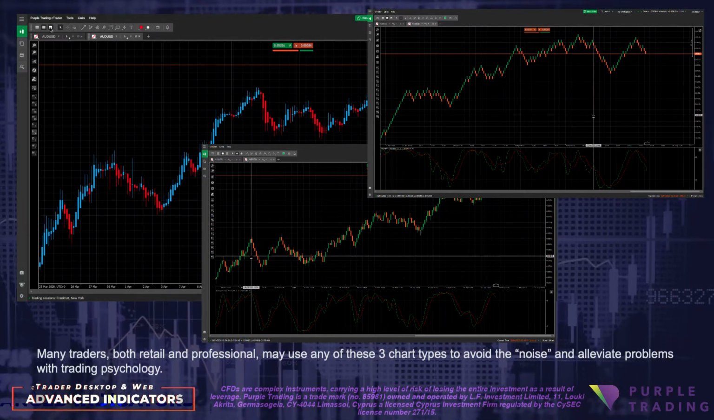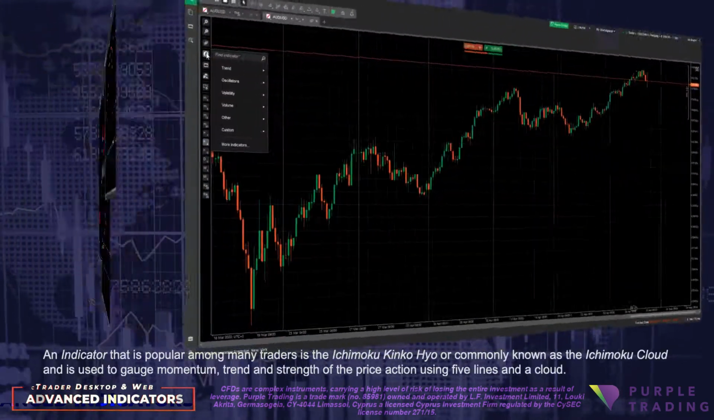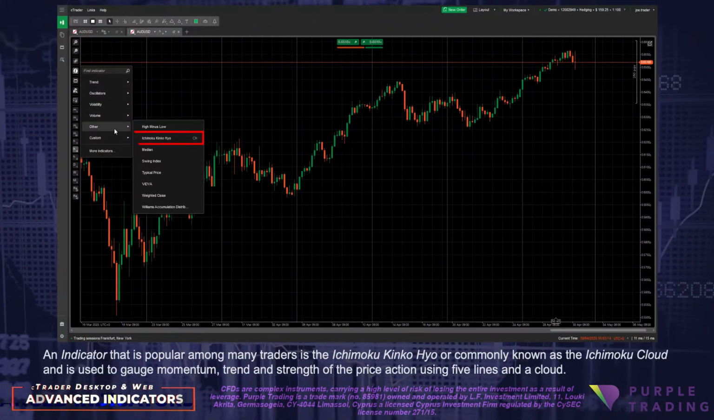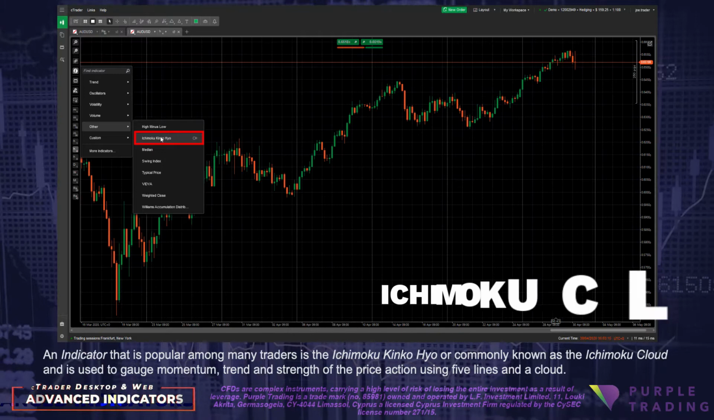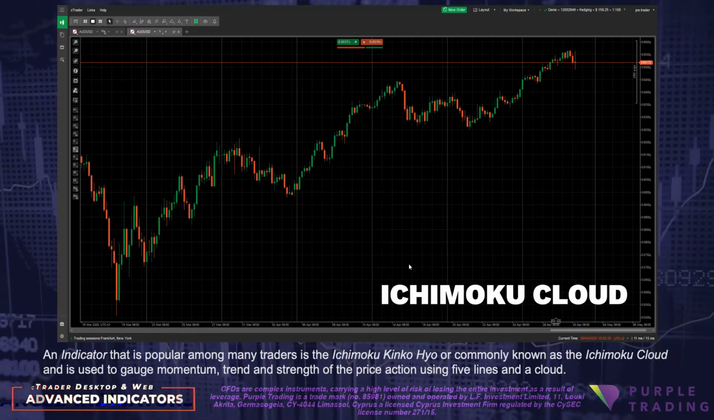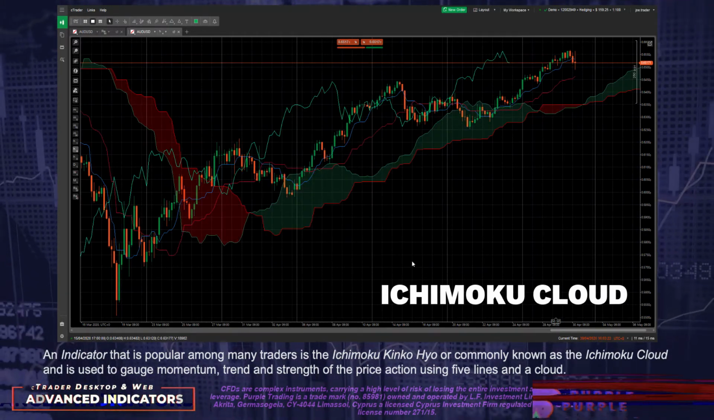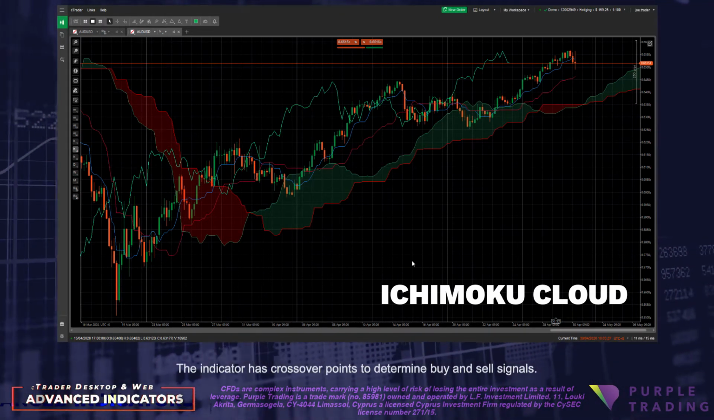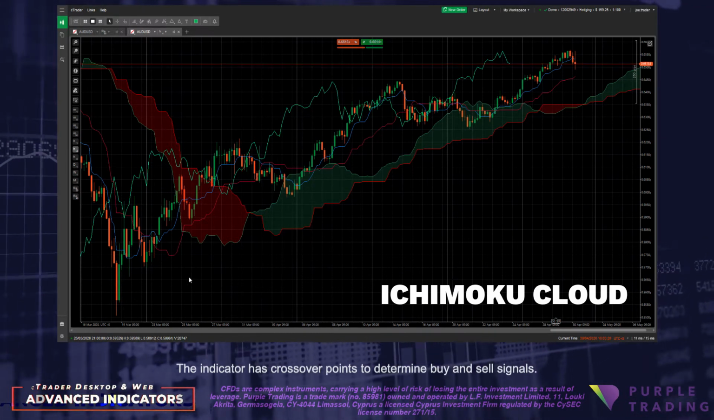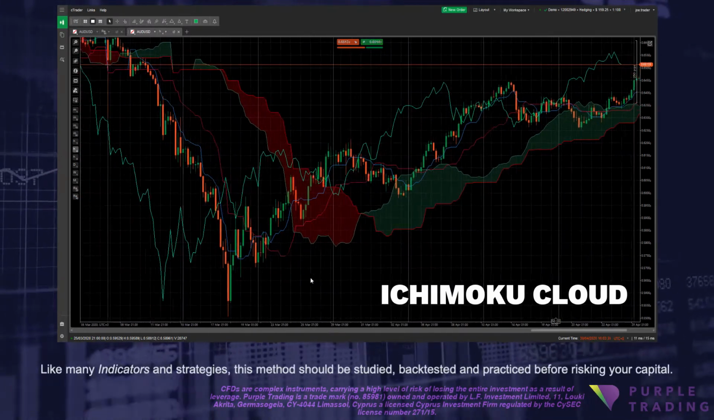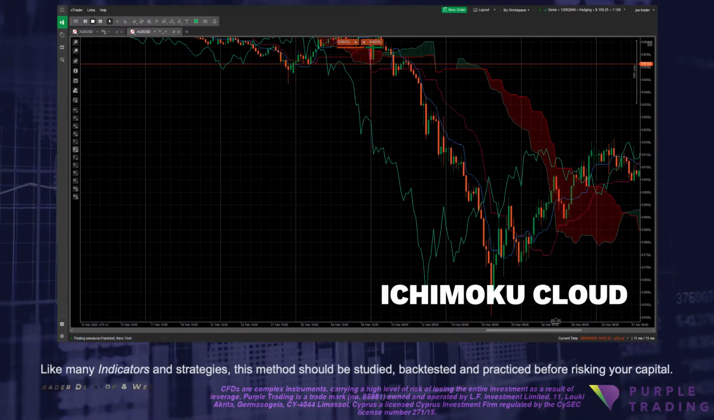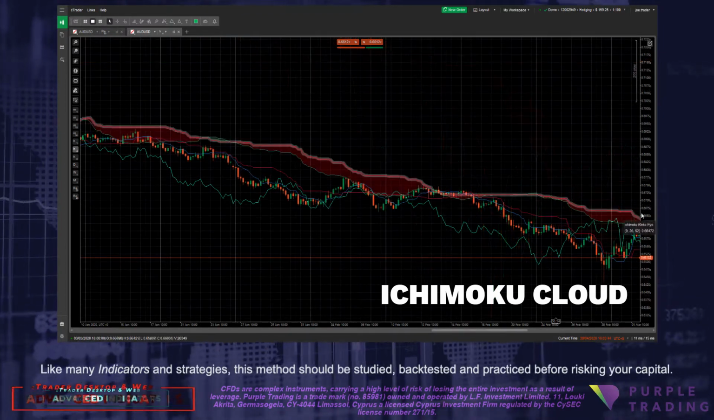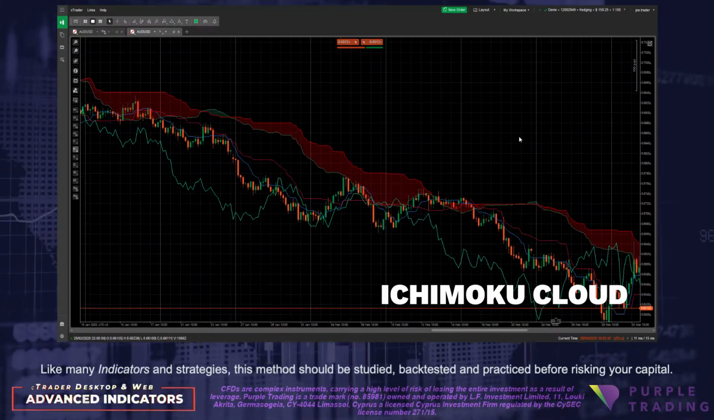problems with trading psychology. An indicator that is popular among many traders is the Ichimoku Cloud, and is used to gauge momentum, trend, and strength of the price action using 5 lines and a cloud. The indicator has crossover points to determine buy and sell signals. Like many indicators and strategies, this method should be studied, backtested, and practiced before risking your capital.